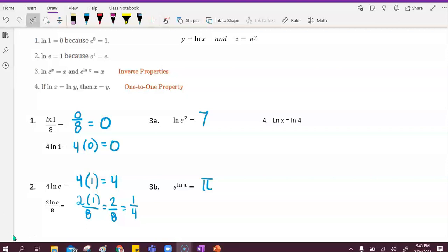Natural log of x equals natural log of y. As long as you have natural logs on both sides, then all you have to do is set them equal to each other. So as long as we have natural log and natural log, again, you can just set them equal to each other.